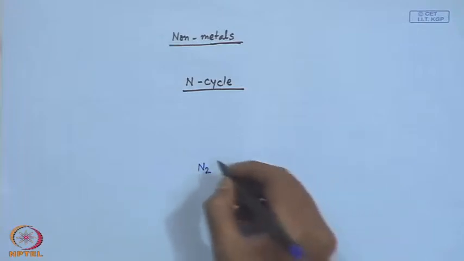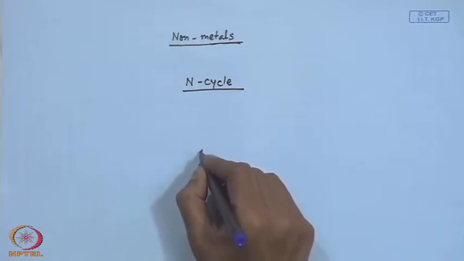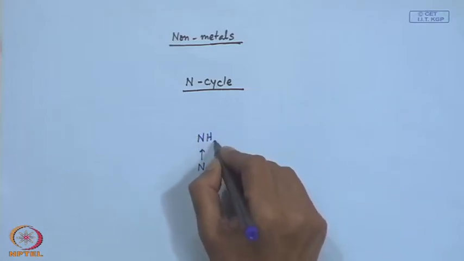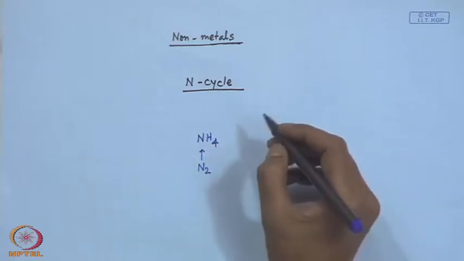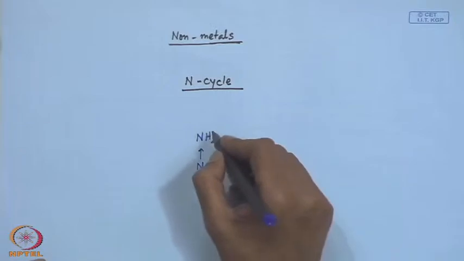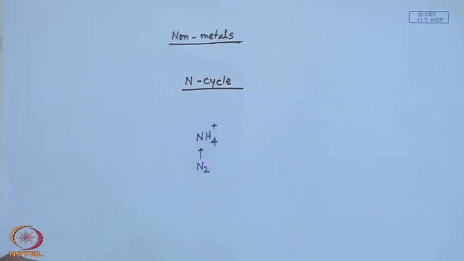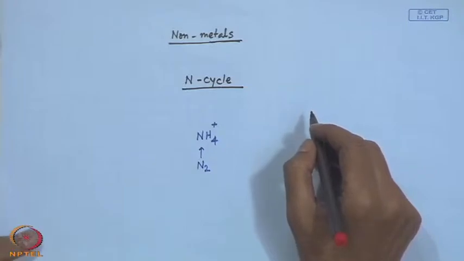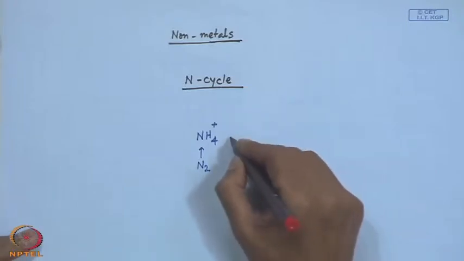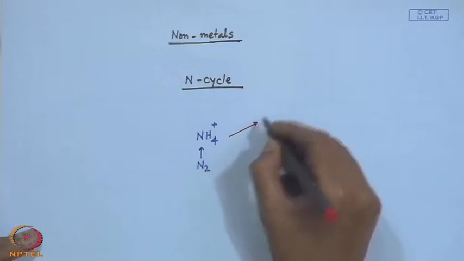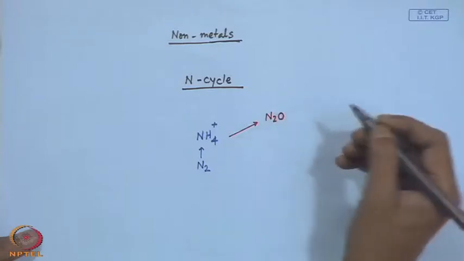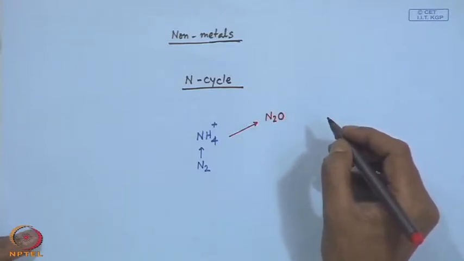So, if we have the N2 molecule in our hand, it can be fixed as ammonia, and depending upon the condition of the medium, that means if it is slightly acidic in nature, we should be able to trap this nitrogen as the ammonium ion. And in this particular case, when the ammonium ion is forming from the nitrogen, it can also give rise at the same time to the most important nitrogen-bearing greenhouse gas, which is nitrous oxide.